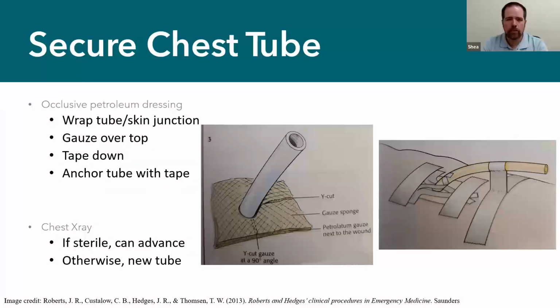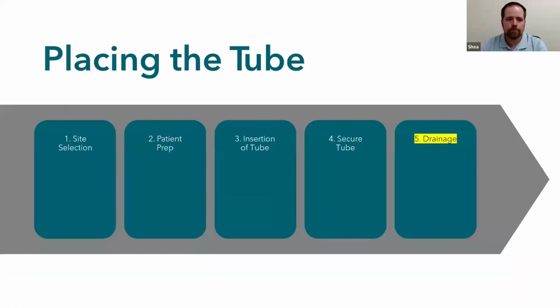So you want to get an x-ray. That's your gold standard to confirm that the tube's in the right place. You obviously know you're in a decent place if you got a rush of air or you're getting a bunch of blood out, but the chest x-ray is going to be key to confirming that.